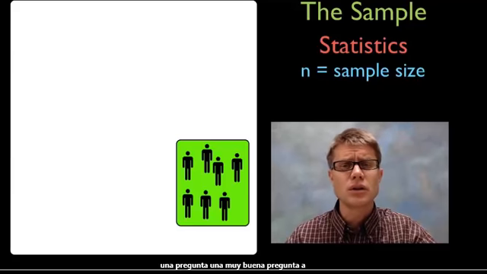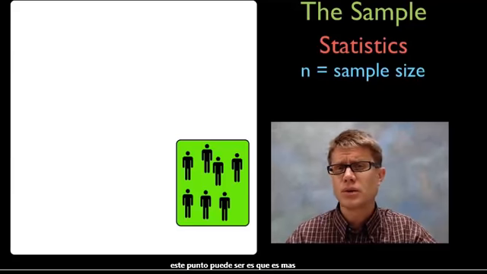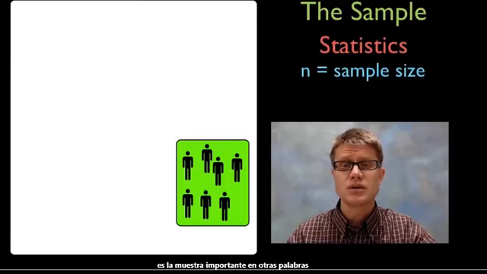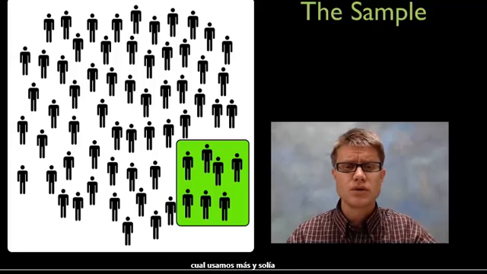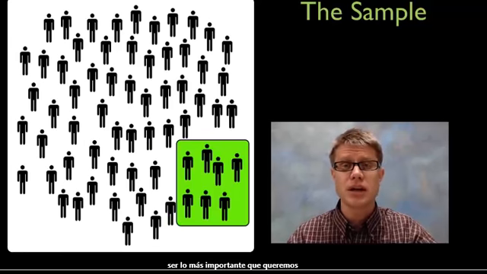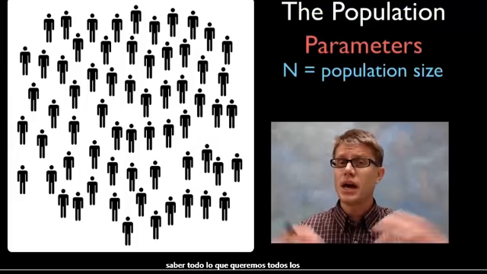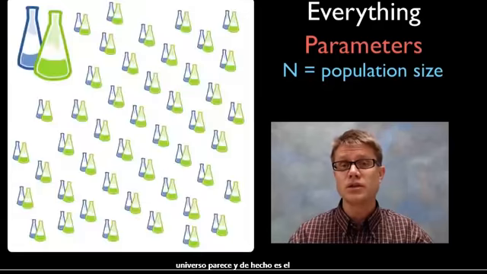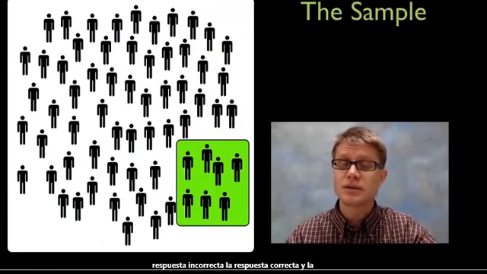And so a really good question at this point might be, which is more important? Is the population important, or is the sample important? In other words, which one do we use more? And I used to think, the population has to be the most important thing. We want to know everything. We want to know all the outcomes, or we want to know what the universe looks like. And in fact, it's the wrong answer.